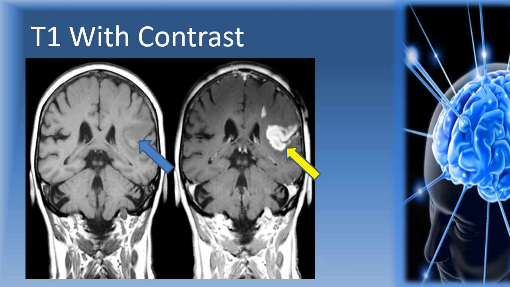This is an example of T1 with contrast. This is a coronal MRI of the brain. We can see the blue arrow refers to a fairly defined suspicious area in the brain. However, after contrast, the suspicious area of the lesion shows significant enhancement and becomes more delineated and more obvious. So by reading all the images, we can make the appropriate interpretation.